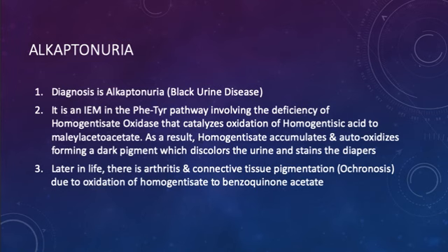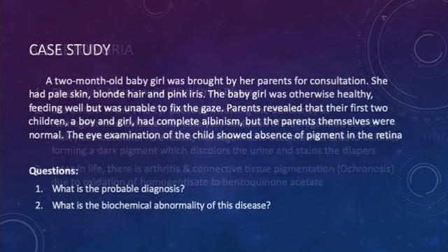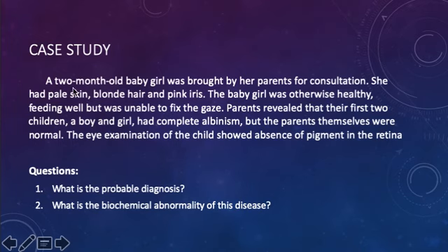Okay, so we'll go on to the last case report. So what does it say? A 2-month-old baby girl was brought by her parents for consultation. She had pale skin, blonde hair and pink iris. The baby was otherwise healthy, feeding well, but was unable to fix the gaze. The parents revealed that their first 2 children, a girl and a boy, had complete albinism, but the parents themselves were normal. The eye examination of the child showed absence of pigment in the retina.